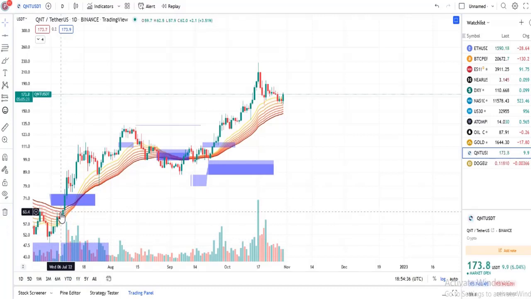Today we will be looking at one of our favorite coins in the cryptocurrency market, which is QNT Quant, right? We've been expecting this move. We talked about it yesterday. It's in yesterday's videos.